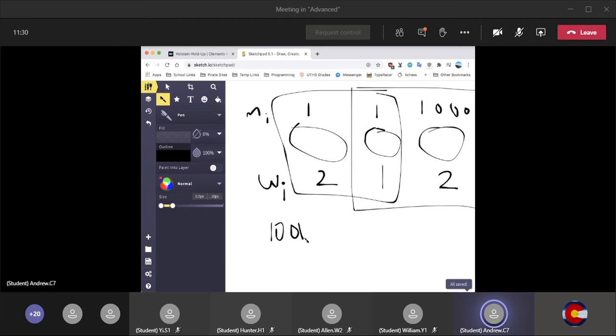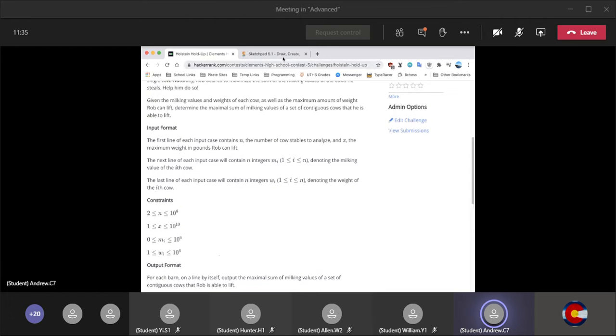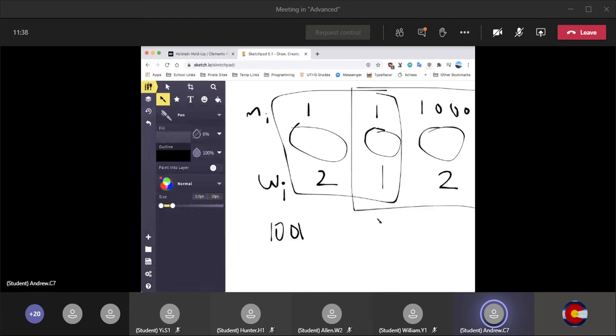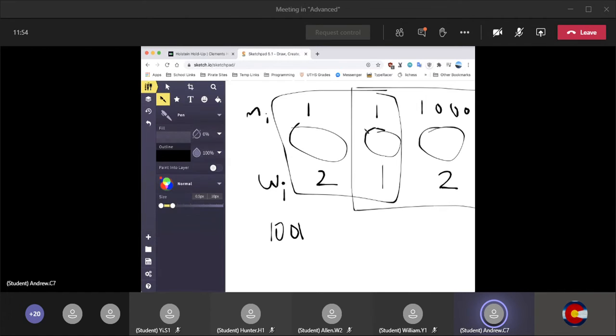Now, what's an efficient way to do this? Initially you might think, why can't we just go over every single contiguous combination of cows? Or maybe after that, you can think about doing something like prefix sums, right? But if you notice, n, which is the number of cows, is less than or equal to 10 to the 6, and that's 1,000,000 cows. So we can only do something like O of n or O of n log n, and O of n is a maximum. We can't do anything like O of n squared because that's way too big.